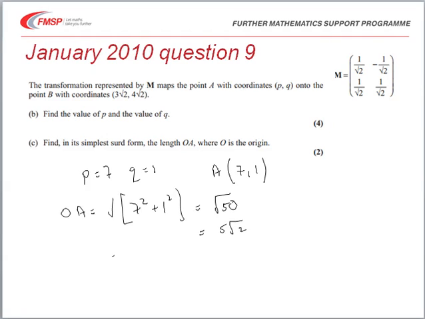The marking there was a straightforward M1 and A1.